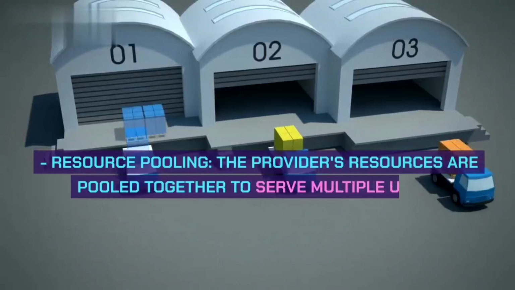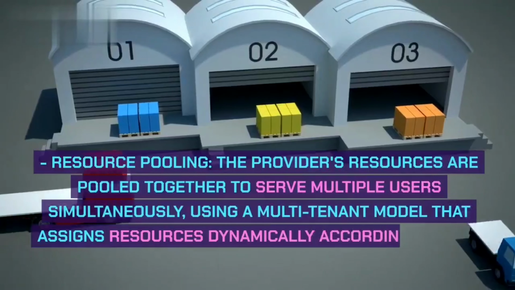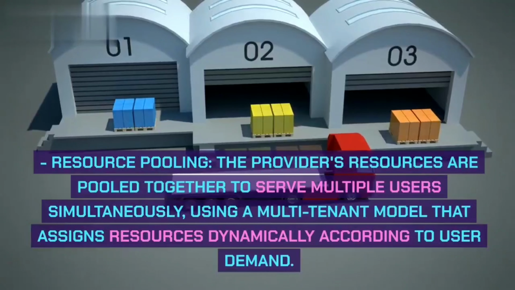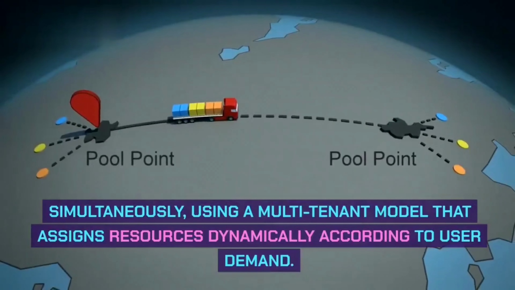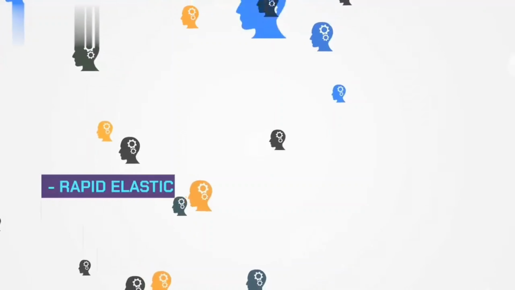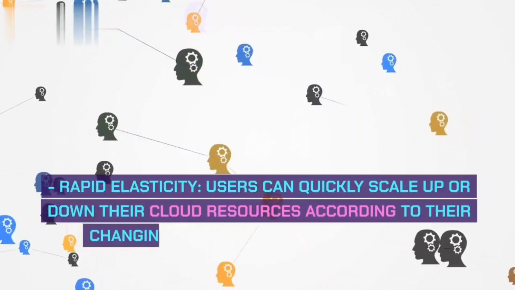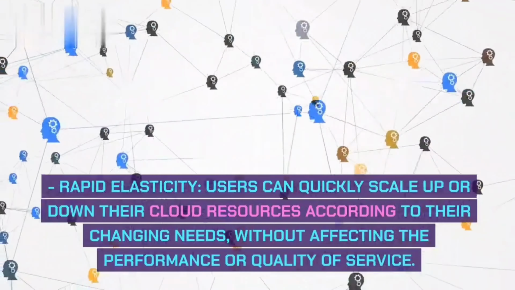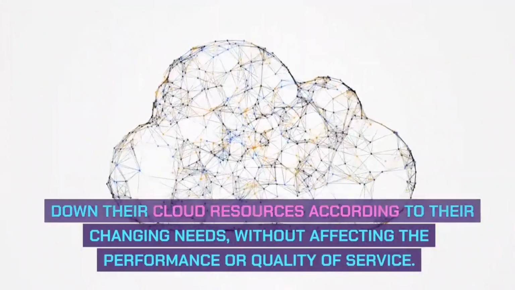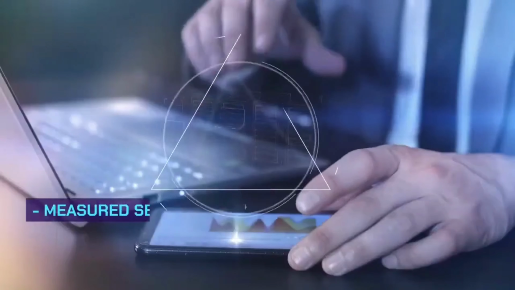Resource pooling. The provider's resources are pooled together to serve multiple users simultaneously using a multi-tenant model that assigns resources dynamically according to user demand. Rapid elasticity. Users can quickly scale up or down their cloud resources according to their changing needs without affecting the performance or quality of service.